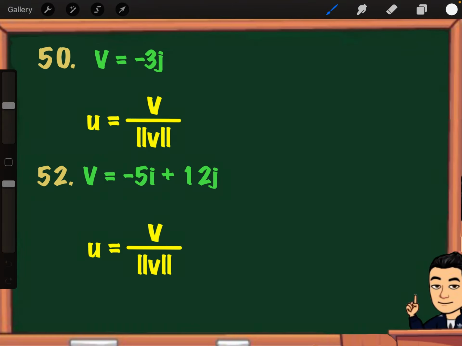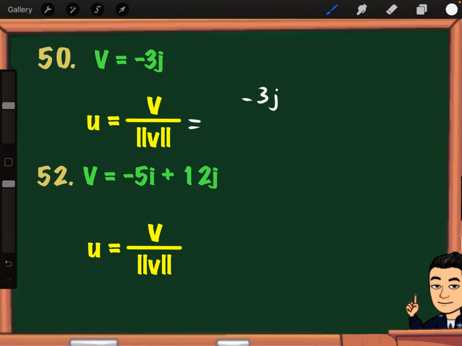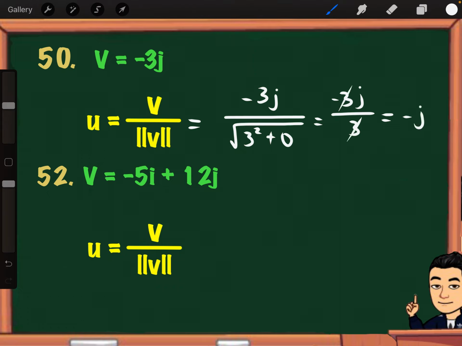So this time we're going to have to look for the unit vector. Okay, so the unit vector is v over the magnitude. So v is already given here, so that's going to be negative 3j. For the magnitude of this v, you're going to use 3 squared plus, well, it's just j, right? There's no i, so plus 0. Technically 0 plus 3 squared, but it's the same thing here. So you're going to get negative 3j over 3, and then you can simplify the 3 and 3. So it's going to be negative j.